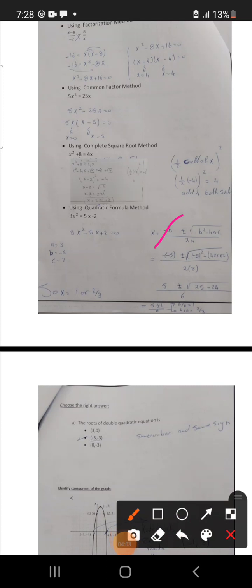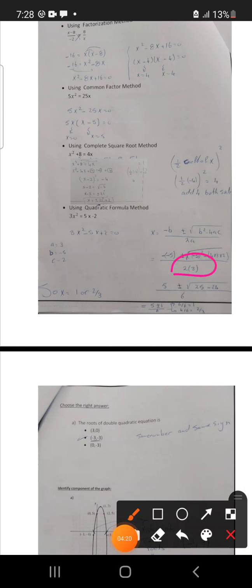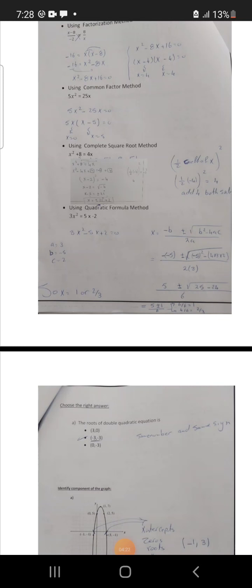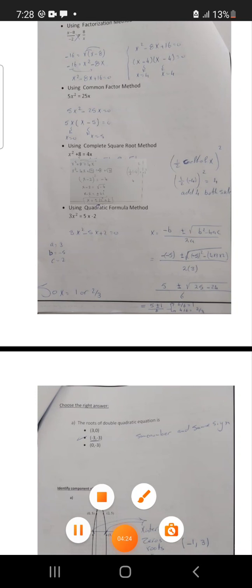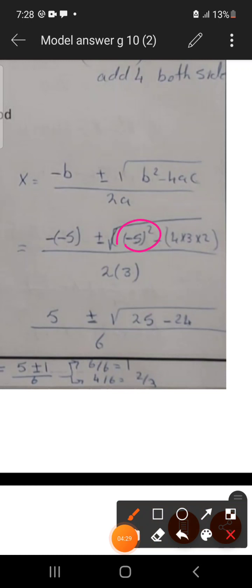Negative b: we remove b and put negative 5. B, remove it and put negative 5. A is 3, C is 2. Substitute. You got me? Then solve each part alone. Here, negative negative 5 is 5. Here, 2 times 3 is 6. Here, negative 5 squared inside the bracket is 25. And here minus 4 times 3 times 2 is 24. Then 25 minus 24 is 1.